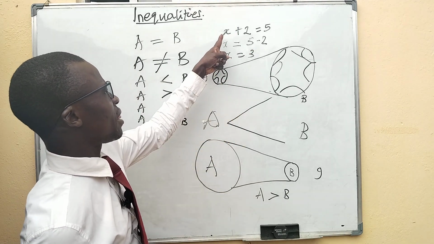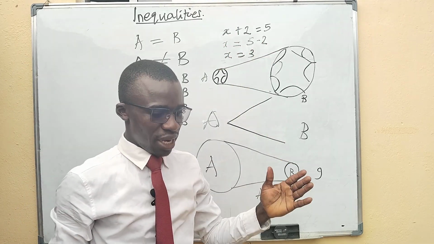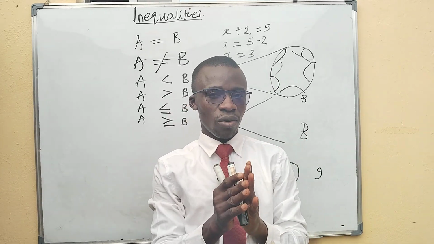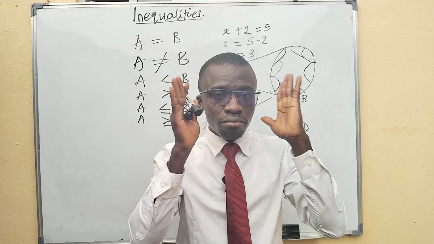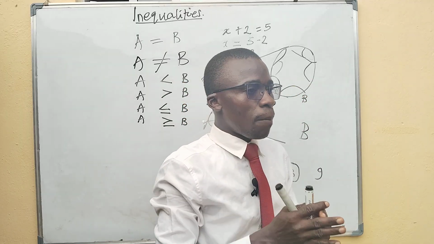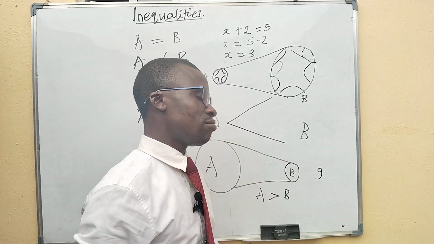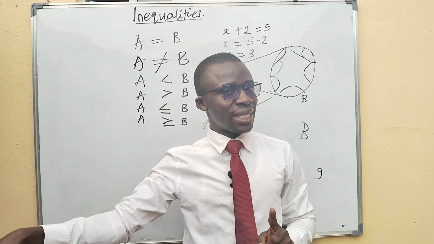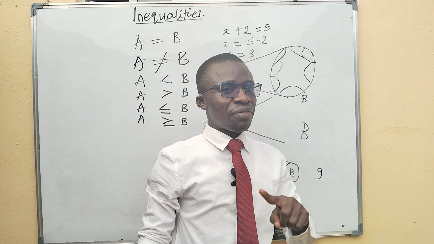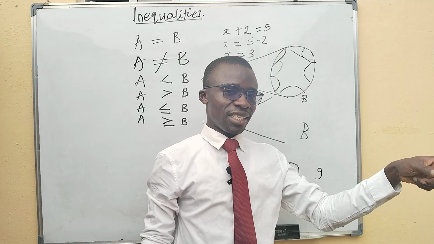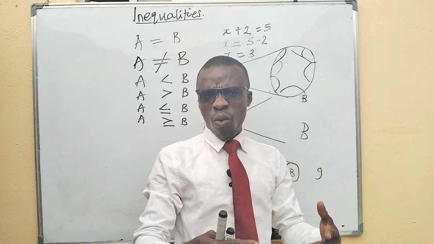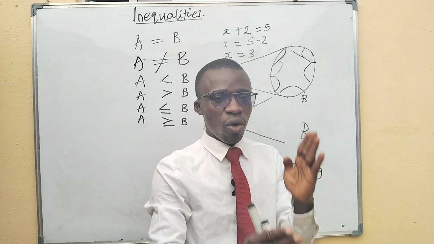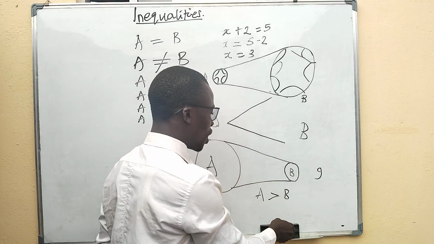That's to say, if I say 3 plus 2 will give me 5, that means the right hand side and the left hand side must be equal. If they are equal, then that shows equality. But in inequality, we are saying it's either the left hand side is greater than the right hand side, or the left hand side is less than the right hand side, or they are equal and greater than, equal or less than. So we are going to show the real difference between them.